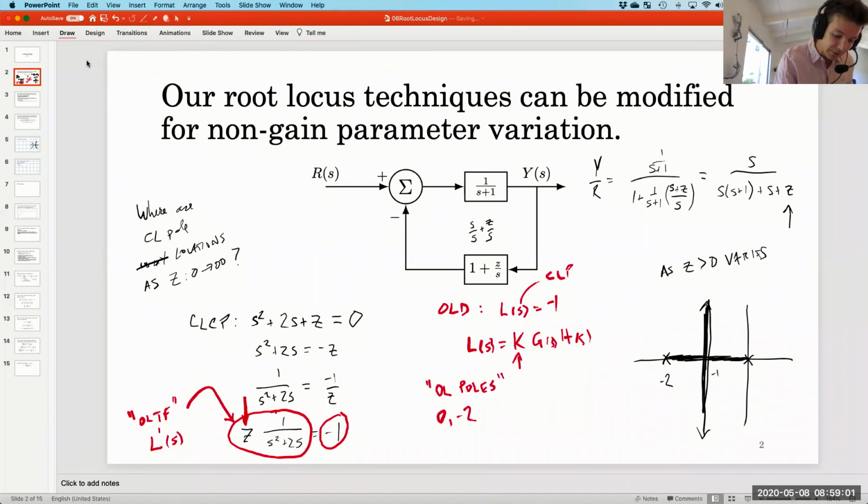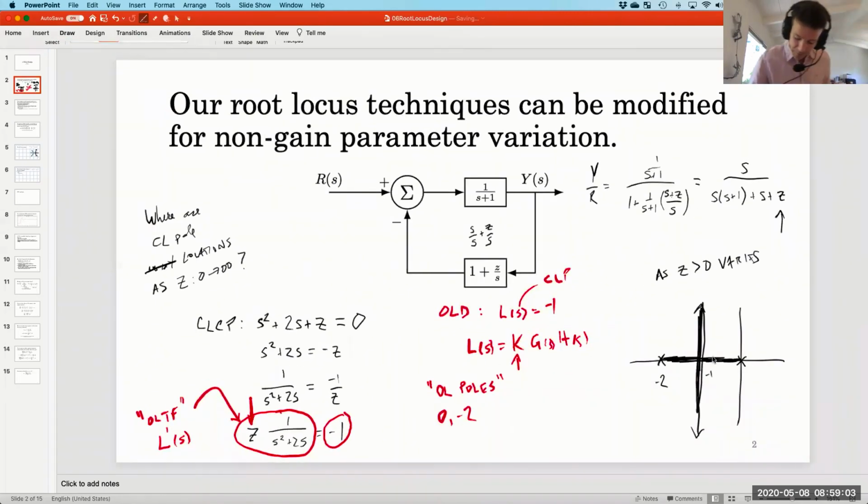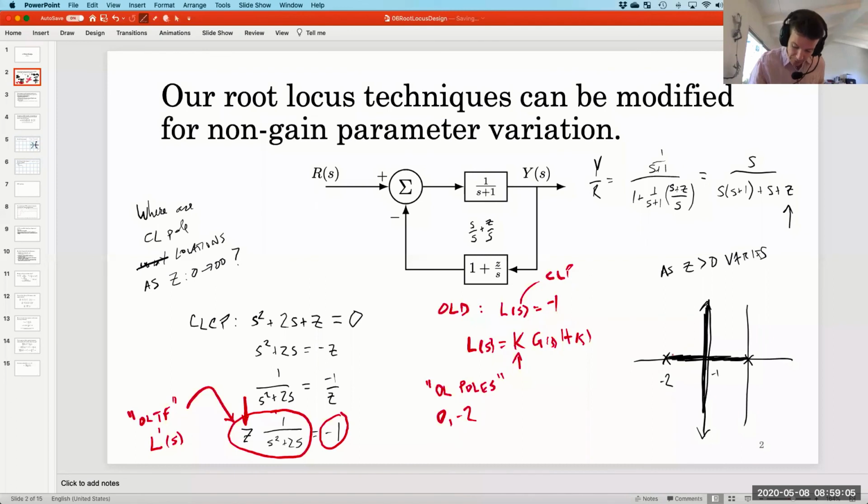So let's go. When z is close to 0, we get closed loop poles at -2 and 0. When z is in a middle range, we get a critically damped system. And when z is large, we get complex conjugate closed loop poles.